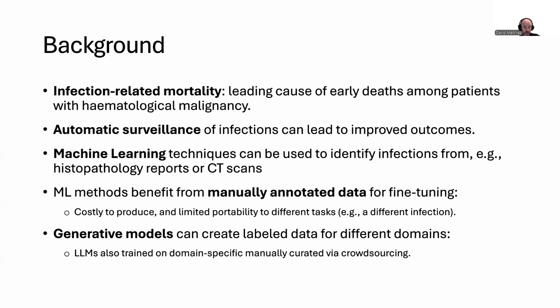For that, we use machine learning techniques that can identify infections, and machine learning methods rely on manually annotated data to work more accurately or for fine-tuning. But this can be a bottleneck because manually annotated data can be costly to produce, and it's not always easy to port to different domains when we have different infections. So the focus of this work, of this presentation, is to look at generative models as a source of training data for machine learning models.